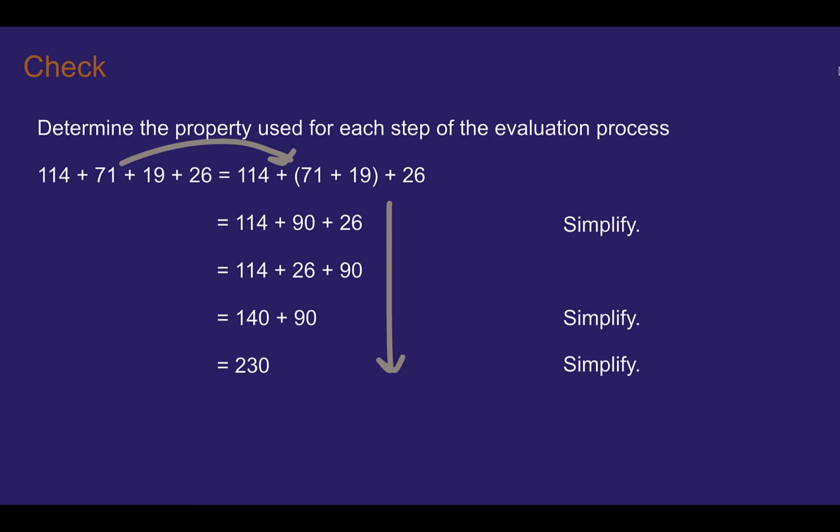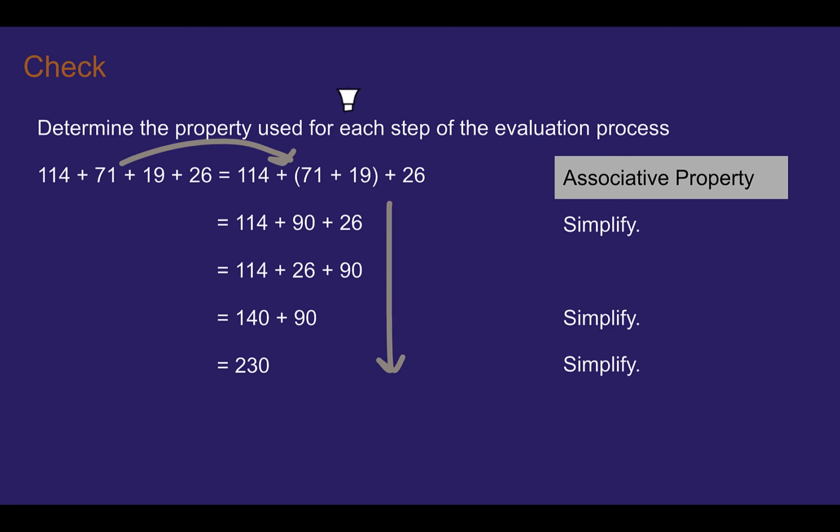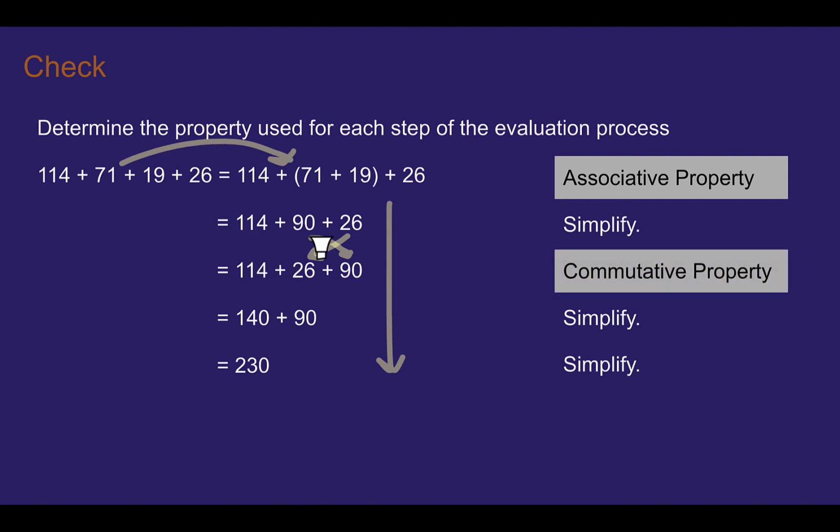Check your answer. So the first step they did, they grouped a specific thing together. That is the associative property. Next, if you could see, they rearranged those two numbers, which is our commutative property. Even though the commutative property wasn't in our example, it is here now. Finally, they just simplified and kept simplifying.